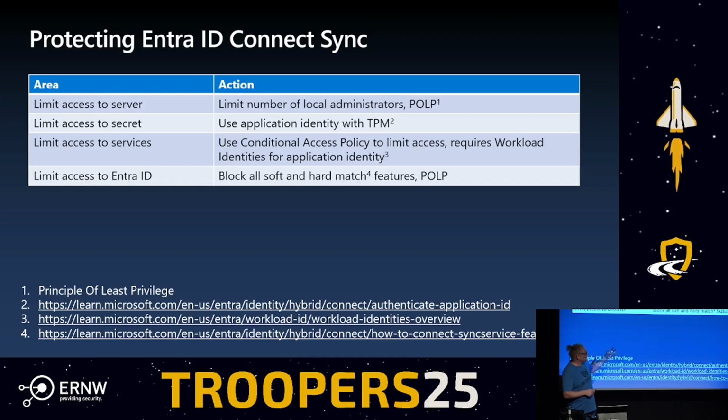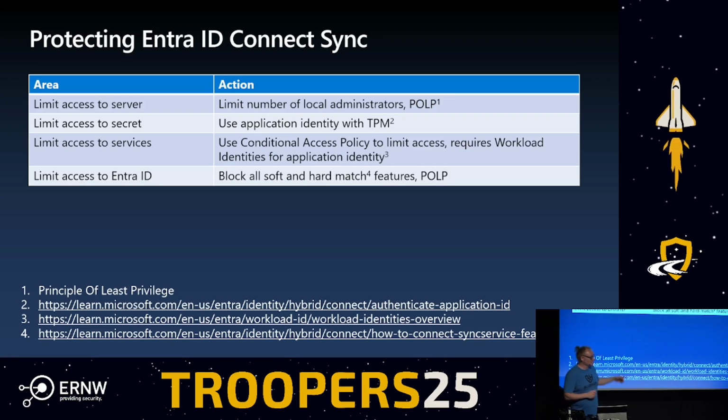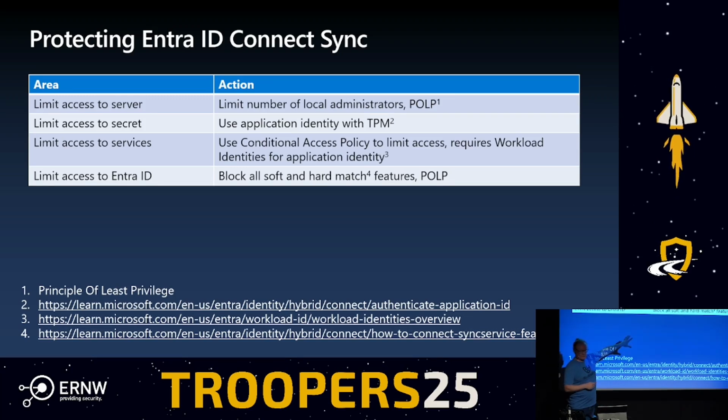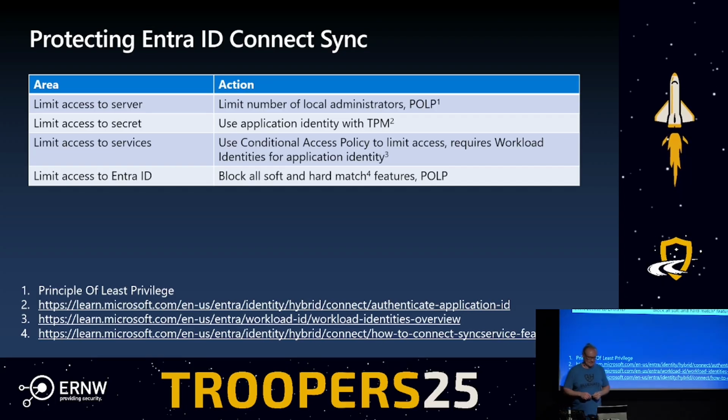Limit access to services, use conditional access policy and workload identities, and then limit access to Entra. So block all those soft and hard matches because you don't need them anymore. So just block them. There's no use case for you. And then, of course, limit the access to Graph and so on.